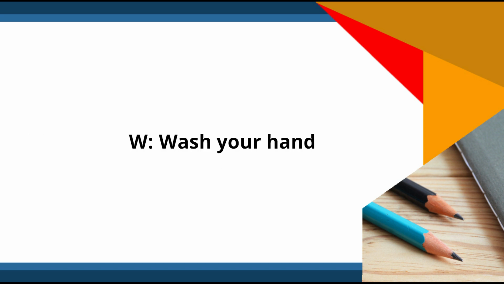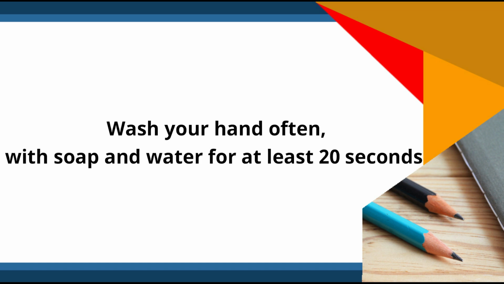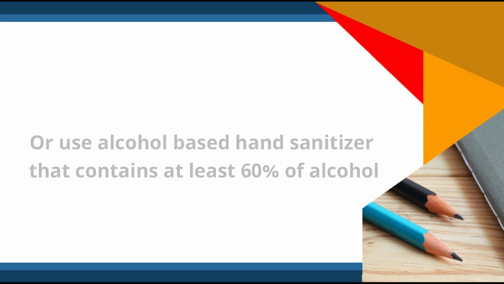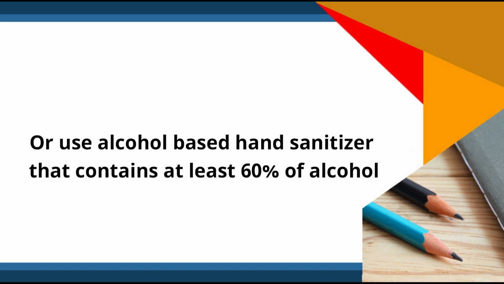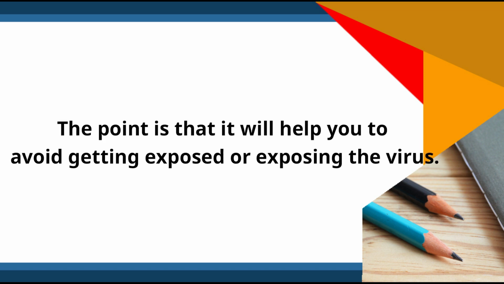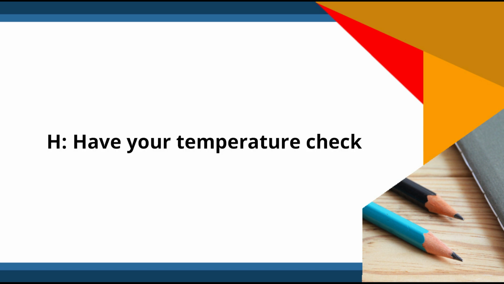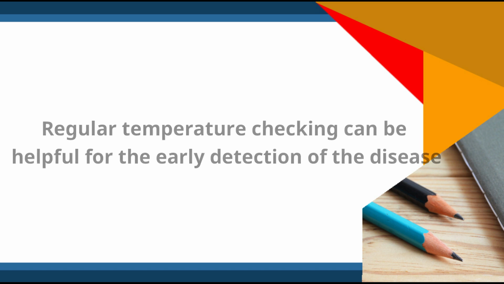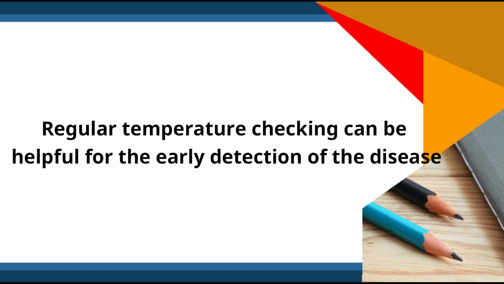1. W for wash your hand. Wash your hand often with soap and water for at least 20 seconds, or use alcohol-based hand sanitizer that contains at least 60% of alcohol. U for use surgical mask if necessary. The point is that it will help you to avoid getting exposed or exposing the virus. H for have your temperature checked. Regular temperature checking can be helpful for early detection of the disease.